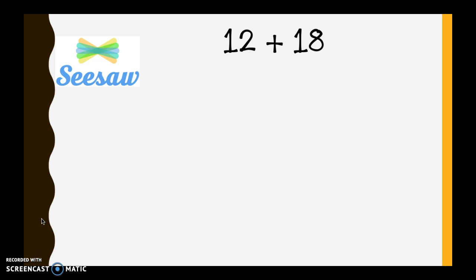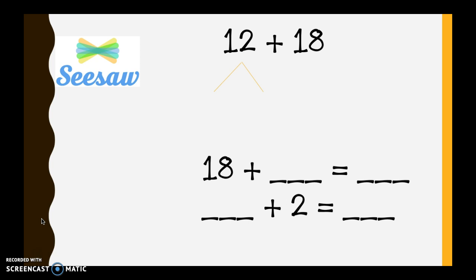For this problem, this is the one you're going to seesaw to your teacher. You're going to do 12 plus 18. Now I'm going to give you a hint. You're going to need to make a number bond with 12. Then, after you've done that, I want you to write 2 number sentences. One where you're adding the 10s, and the other one where you're adding the 1s. Make sure you have all of that good work before you seesaw it to your teacher. Good luck, friend.